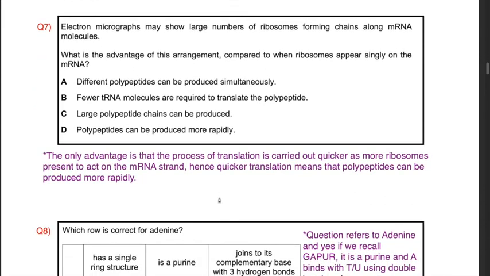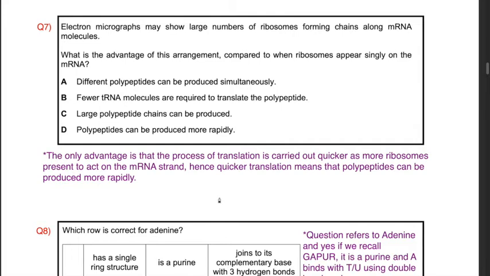Question 7. Electron micrographs may show large numbers of ribosomes forming chains along mRNA molecules. What is the advantage of this arrangement compared to when ribosomes appear singly on the mRNA? The only advantage is that the process of translation is carried out quicker, because the more ribosomes present to act on the mRNA strand, the quicker the translation, which means that polypeptides can be produced more rapidly.